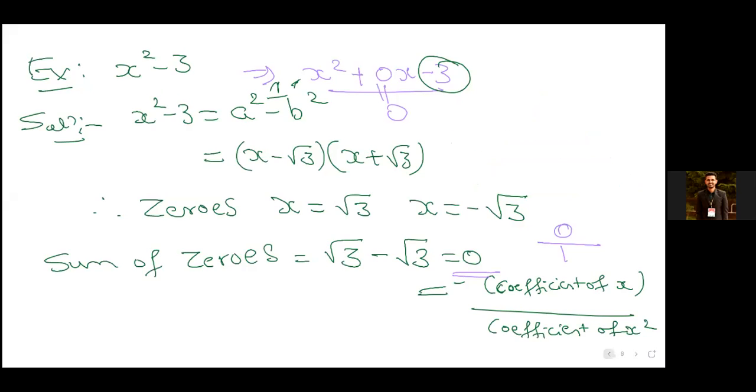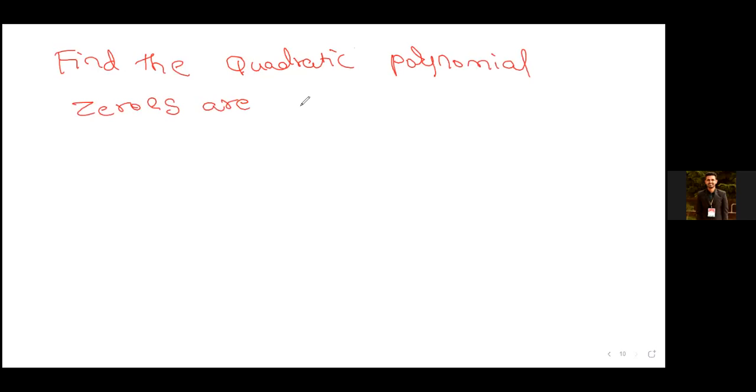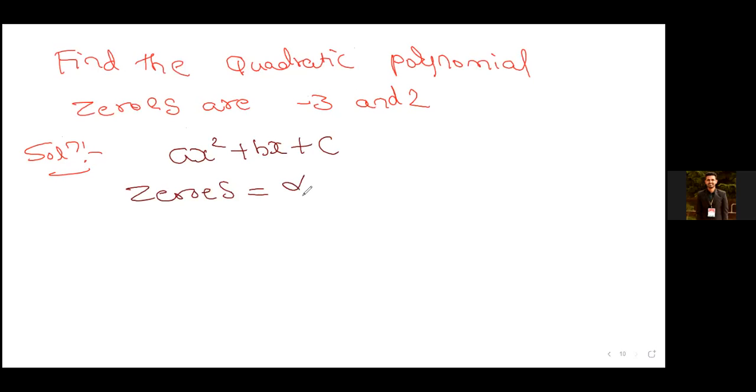In the examples which I have given so far, I have shown that when you have a polynomial, you can find the zeros. What if zeros are given and you need to find the polynomial? Find the quadratic polynomial where the zeros are given as -3 and 2. For a quadratic polynomial, we know that it is of the form ax square plus bx plus c, and we have the zeros alpha, beta.